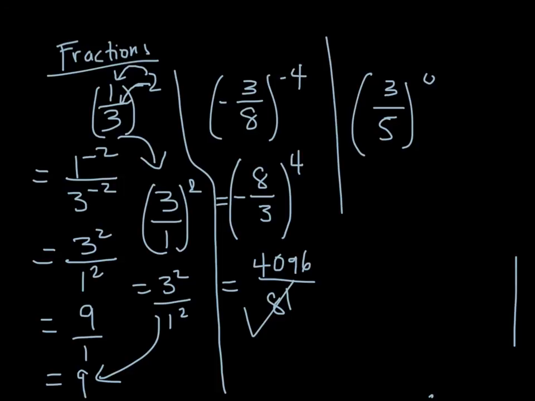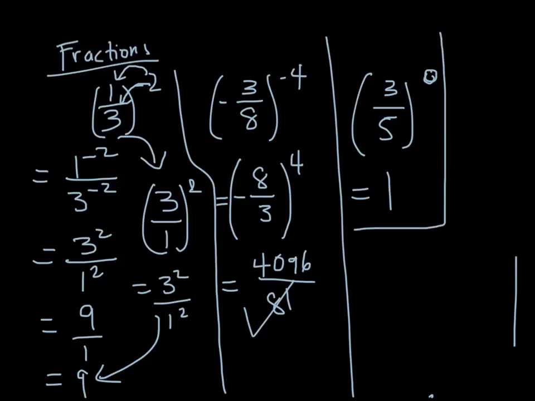Now, how about this one over here? This is 3 over 5 to the power of 0. Well, I'm going to ask you guys to check this on your calculator first of all and see what you get. Hopefully you paused it and you checked it. If not, pause it and figure it out. Good. If you got it, the answer is 1. Exactly. Anything to the power of 0 is 1. Anything to the power of 0 is 1.